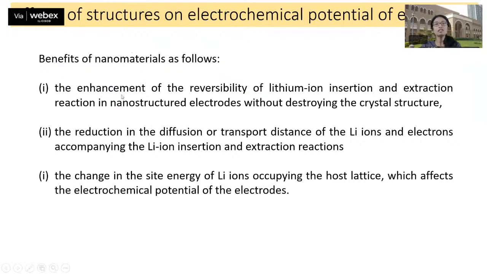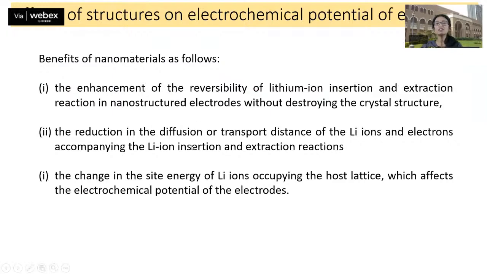One of the primary benefits is the enhancement of the reversibility of the lithium-ion insertion and extraction reaction in the nanostructured anodes or electrodes without destroying the crystal structure. So if you have a nanomaterial, the insertion reactions can happen without destruction of the crystal structure. Comparatively, in bulk materials, the destruction of the crystal structure is more. Then obviously, because the size is less, the diffusion or transport distance of the lithium also decreases.